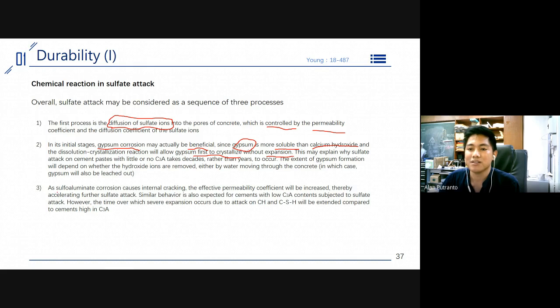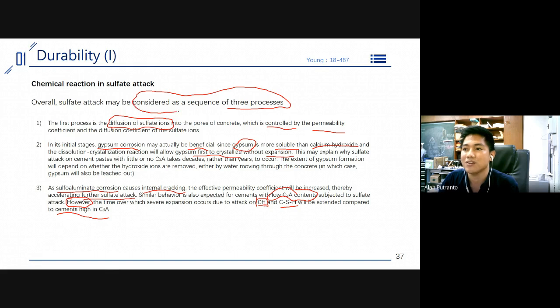And then the third one is sulfo-aluminate corrosion, which leads to or causes the internal cracking, thereby accelerating the further surface attack. Similar behavior also affects cement with a low C3A content, which is subject to the sulfate attack. However, the important thing is that the time over which the expansion occurred due to the attack on CH, CH and CSH will be extended compared to the cement rich in C3A. This is the third process that should be considered of the sulfate attack.